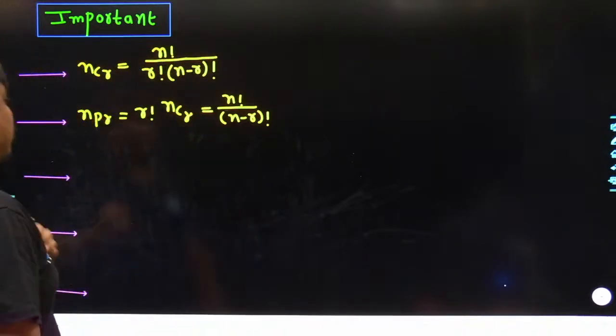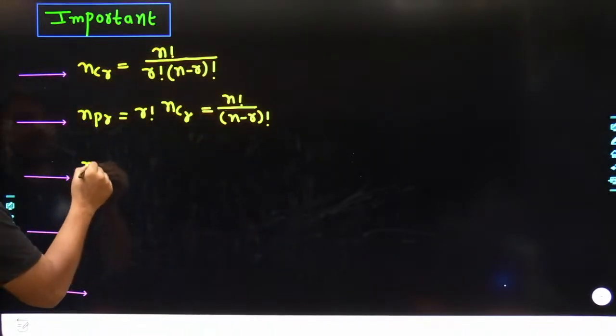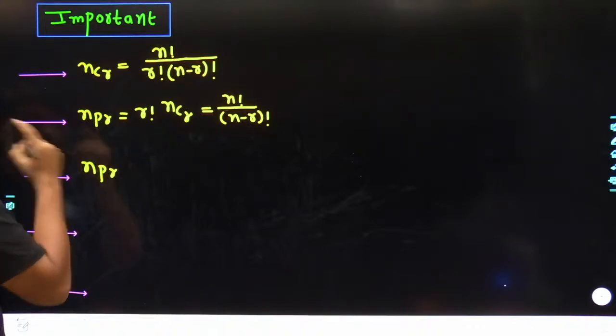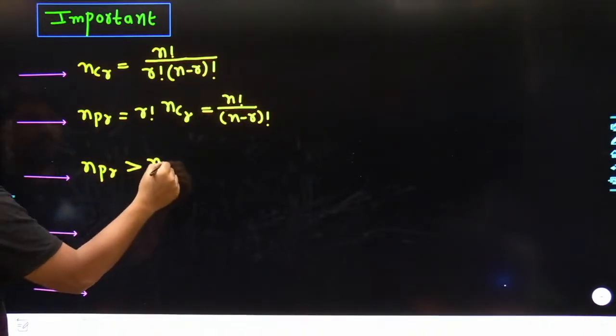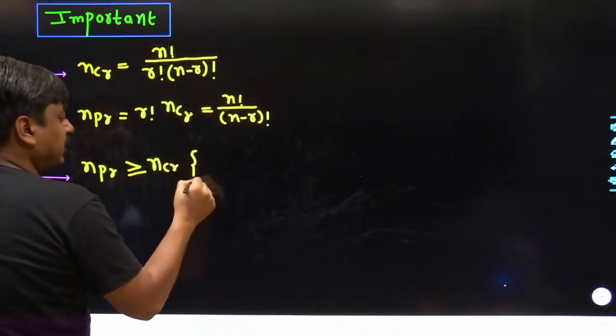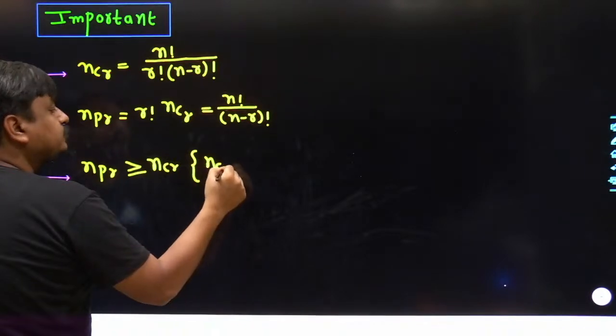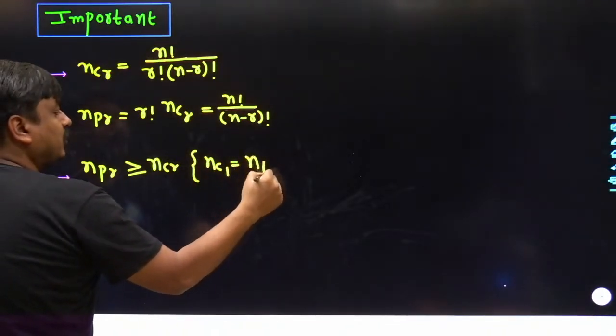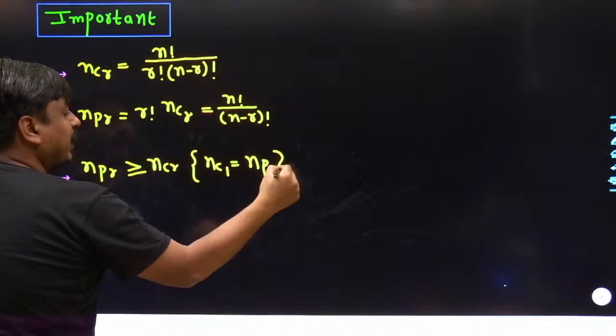In the same sequence, if we go ahead, we have already seen the NPR is supposed to be greater than the value of NCR in most of the cases, except r is equal to 1. That is also we've seen. So here we have seen the NCR is equal to NPR only and only if one item is being selected.